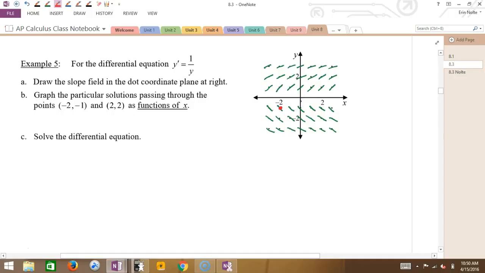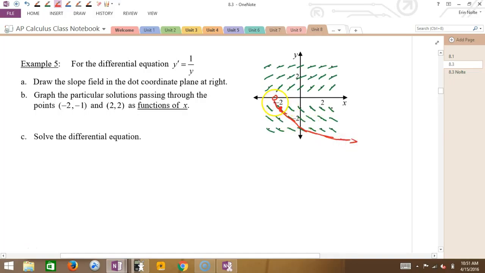So if I follow my slope field, I know that the closer I get to the x-axis, the more vertical it is. As soon as I get to the x-axis, it's almost vertical, but I have to draw a hole there because it's technically undefined. So I draw that, and this is going to come out like that.